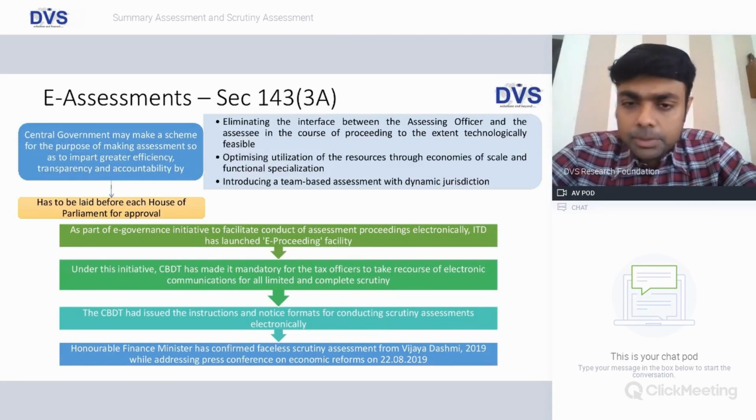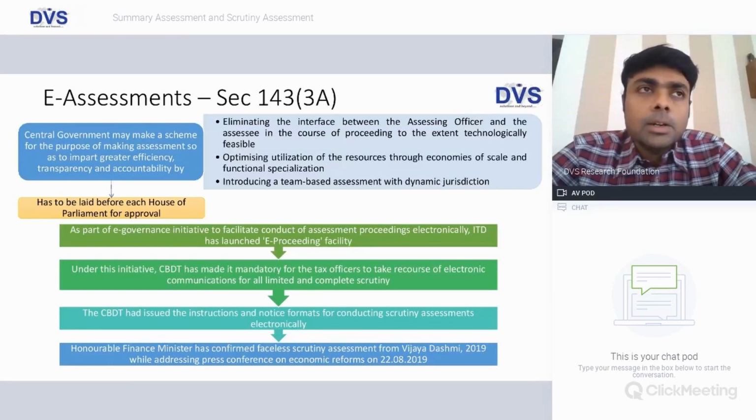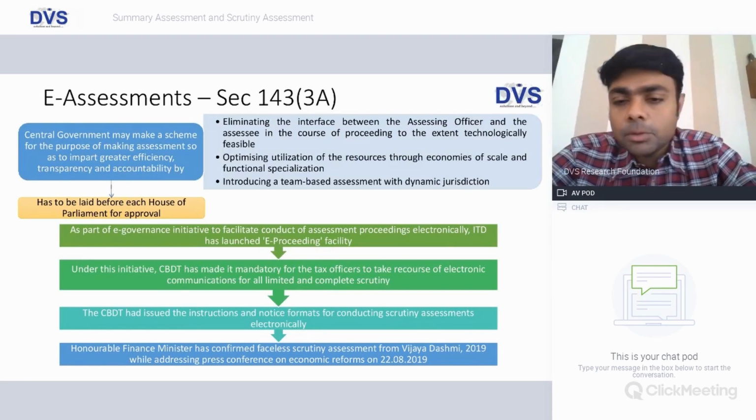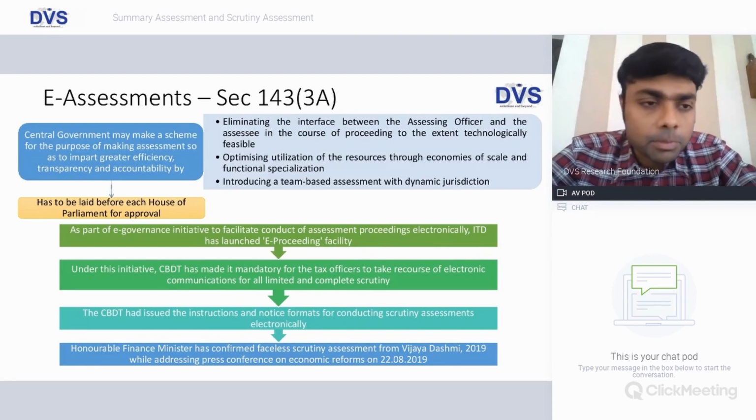E-assessment, as the name itself suggests, is going to be a faceless engagement where you no longer need to meet an assessing officer. And the assessing officer, in all likelihood, may not be from your own jurisdiction. So sitting in Chennai, you could handle a case of an assessee living in Mumbai, and the case could be assessed by an assessing officer in Delhi. Everything is very much possible.